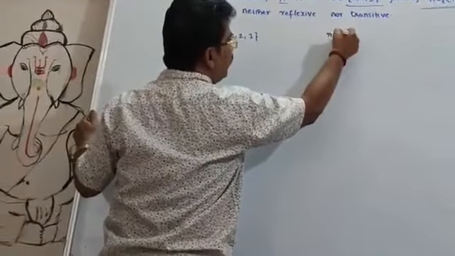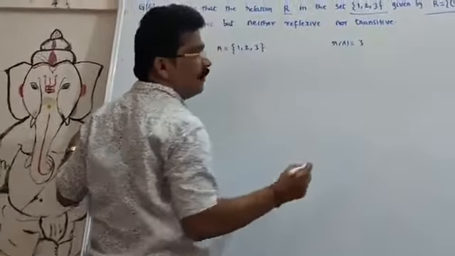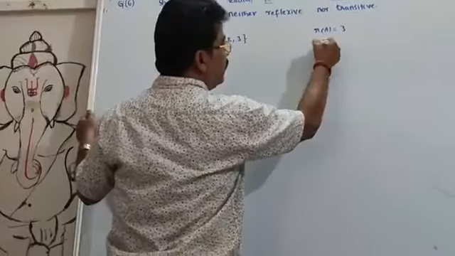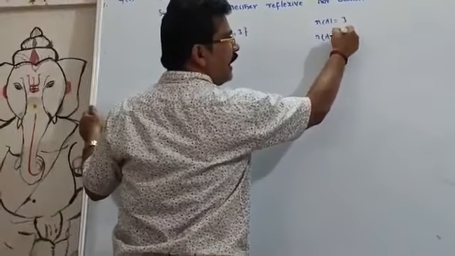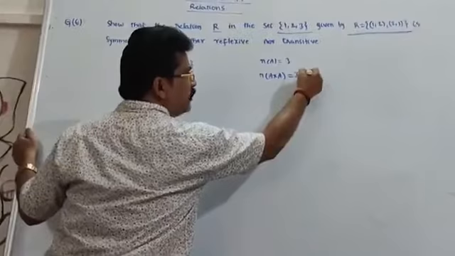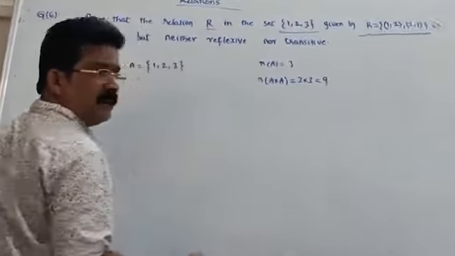N of A is equal to 3, the number of elements in capital A. Next, what about N of A cross A? That is equal to 3 into 3, that is equal to 9.